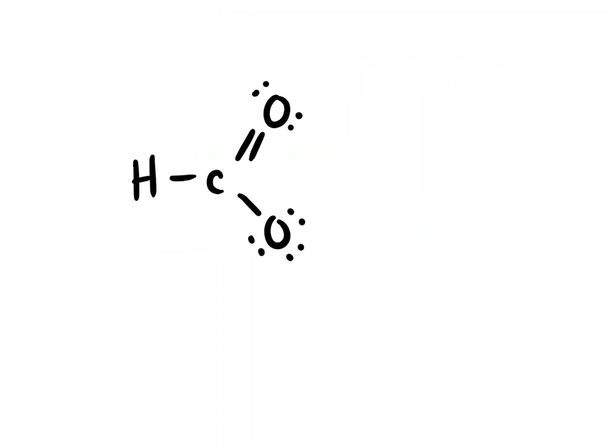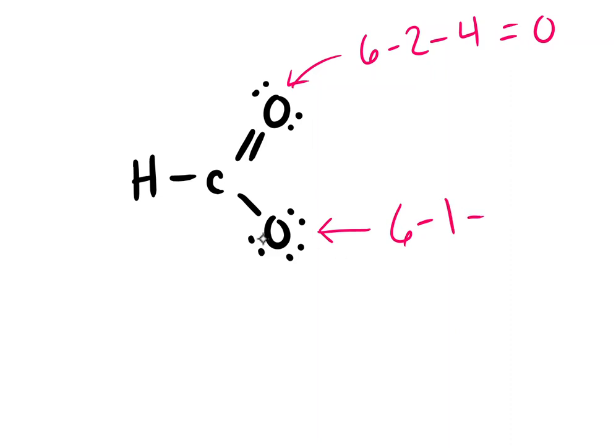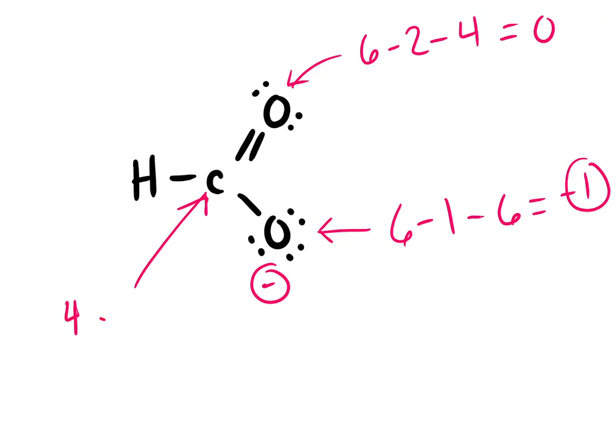Okay, let's do some formal charges on this molecule. For this oxygen, I start with 6 valence electrons, minus 2 dashes, minus 4 dots. It has a formal charge of 0. On this oxygen, I start with 6 valence electrons, minus 1 dash, minus 6 dots, it has a formal charge of -1. So I'm going to put it right there. Let's go ahead and do the carbon. Carbon has 4 valence electrons, -4 dashes, -0 dots. It does not have a formal charge either.